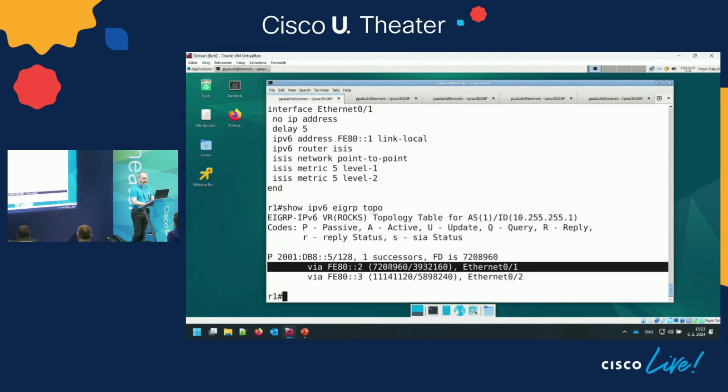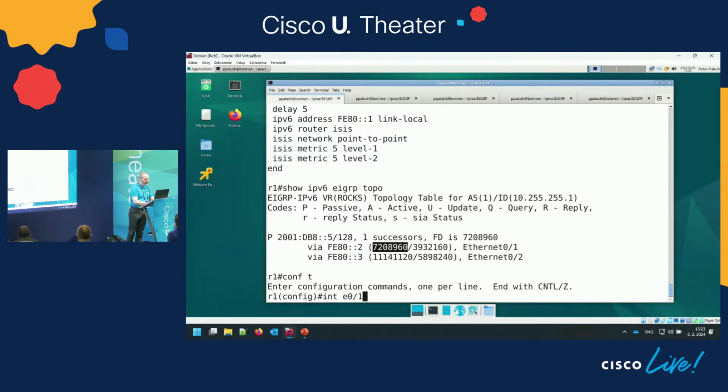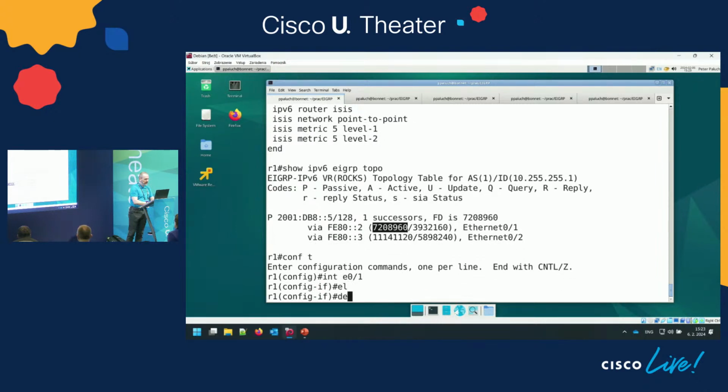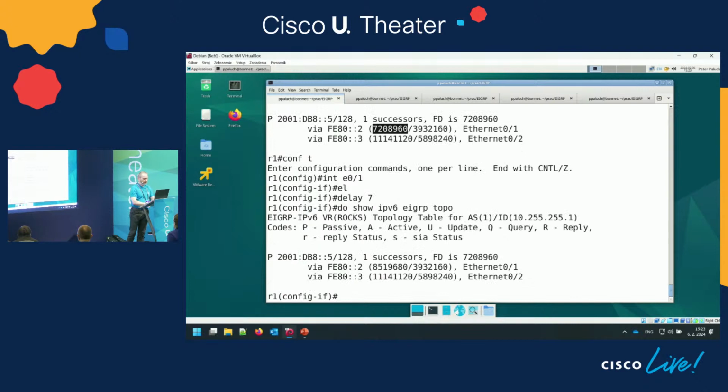And momentarily, it looks like it's truly the same as the path through the neighbor that provides the smallest distance to the destination. Let's see what happens if I go to interface E01 and increase the delay a little, say to 7 from 5, just to see what happens. You can try this at home. Give it about 10 seconds for EIGRP to take notice and do the computation. And now I'm going to ask for the EIGRP topology again.